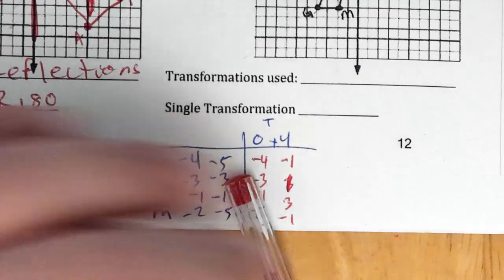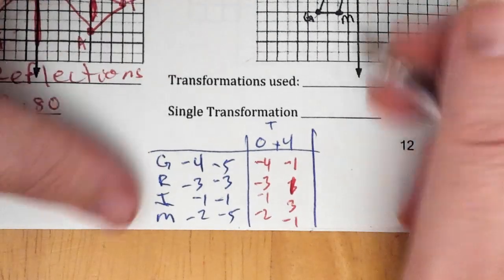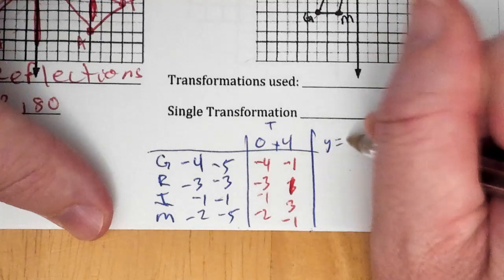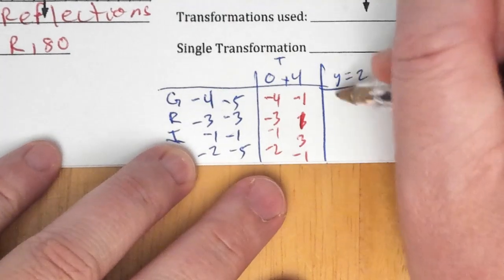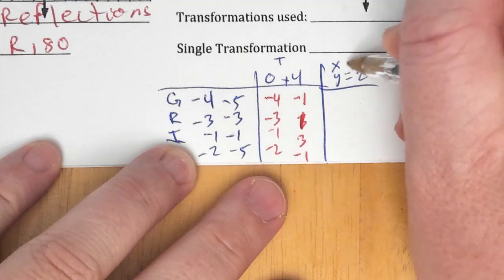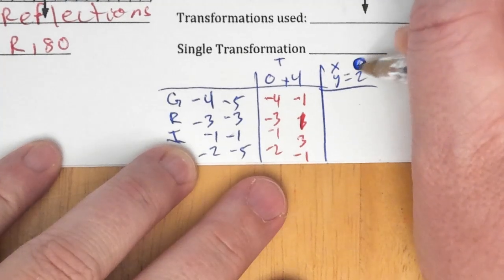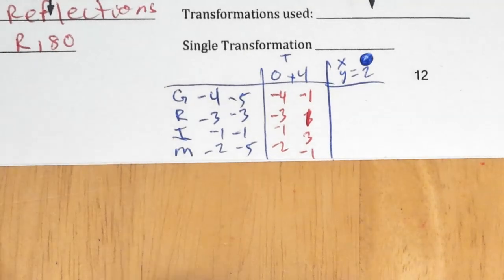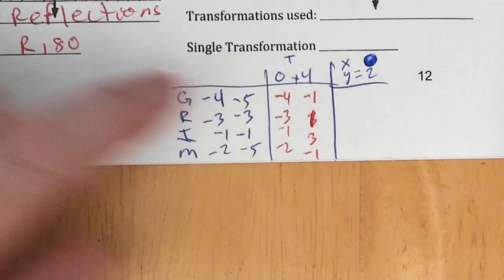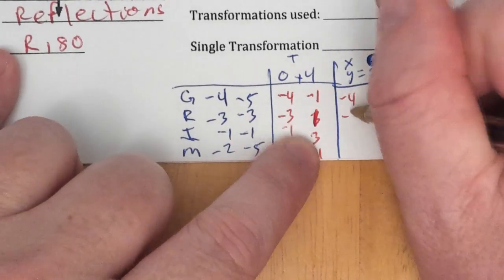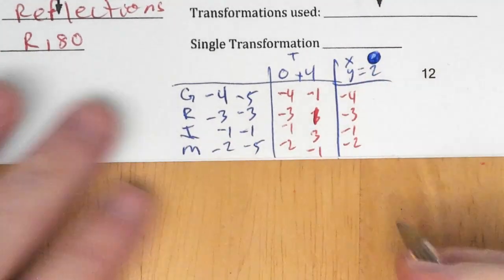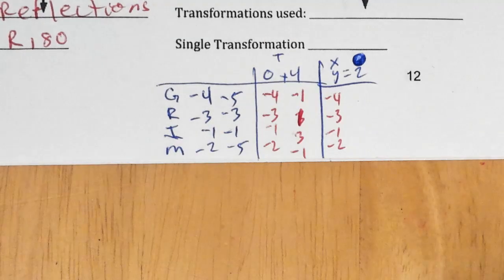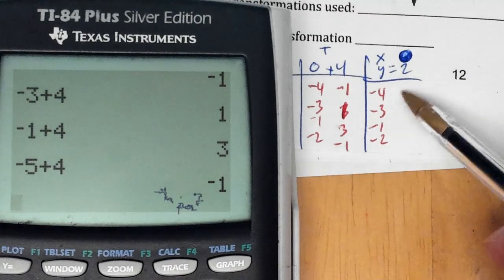Then the second thing they told us to do was to reflect over y equals 2. All right, so that means when y equals 2, all of your x's stay the same. All your y's are going to be a specific number. So all the x's stay exactly the same, so still -4, -3, -1, -2. And what you can do is take each one and just reflect over. But there's actually a pattern on how to find this one.